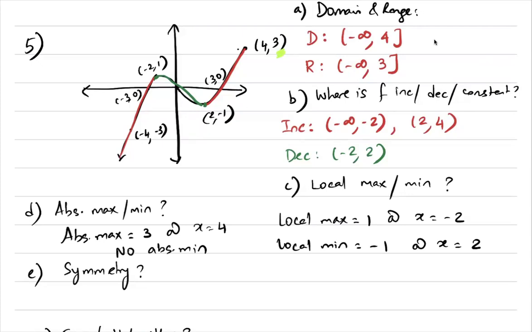Does this graph have any symmetry? Well, if the leftmost point of this graph had ended at -4, -3, then yes, it would have had symmetry. However, you see that the graph is going all the way down on the left, whereas on the right, it stops at 4, 3. Therefore, I would say that it does not have any symmetry.